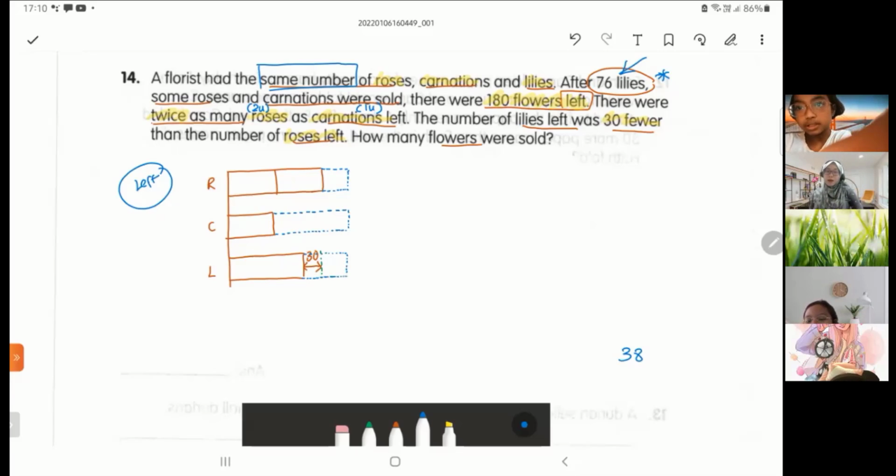Okay? Can you see? Now they are the same, right? They are quite the same. The blue color parts are the ones that were sold. Understand? Okay. So if you can see from here, you can have equal parts.